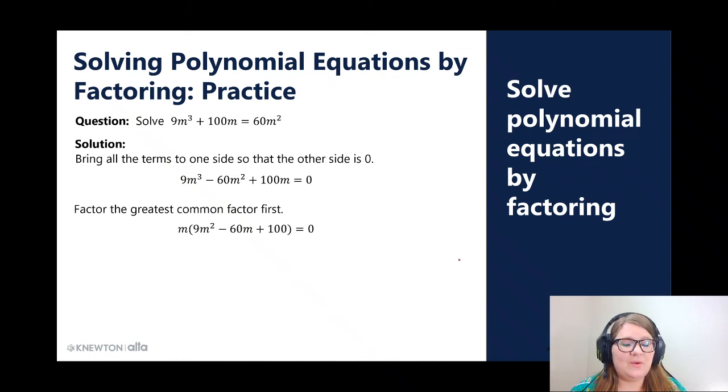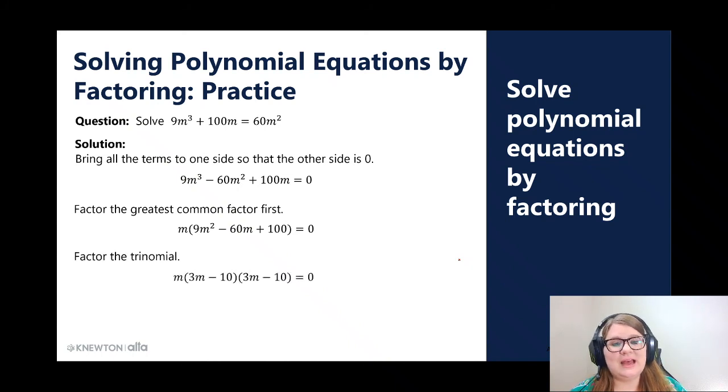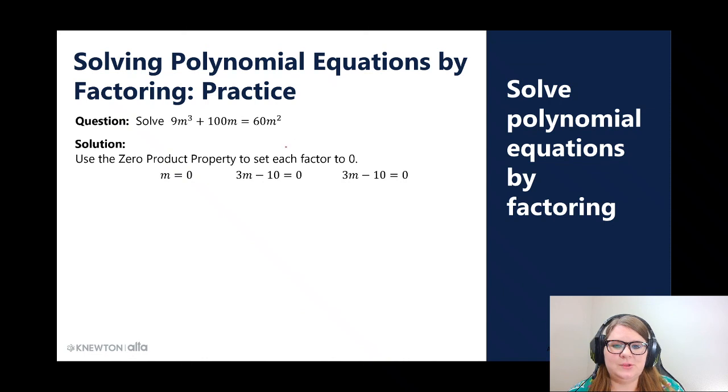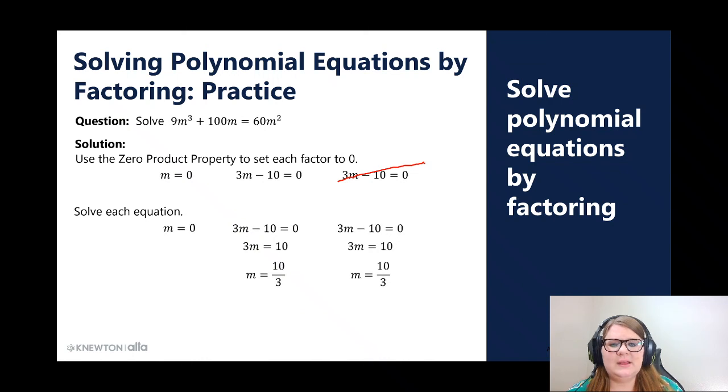That's a quadratic where the leading coefficient is not 1. So I'm going to use my AC method. All right. And when I do that, I actually see that it's a perfect square trinomial. Okay. So I have m times 3m minus 10 times 3m minus 10 equals 0. I'm going to use my zero product property. Now, 3m minus 10 equals 0 is actually repeated twice. So I'm really just going to do the work once. Okay. But when I solve this, I get m equals 0 and m equals 10/3.